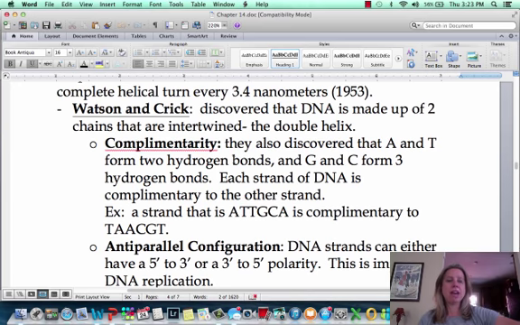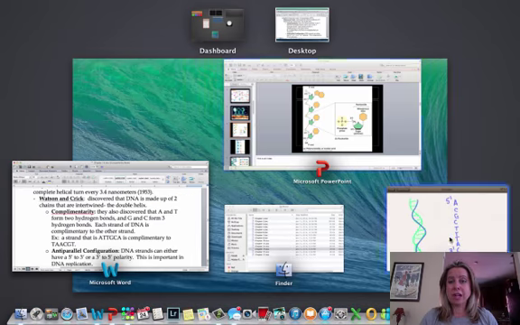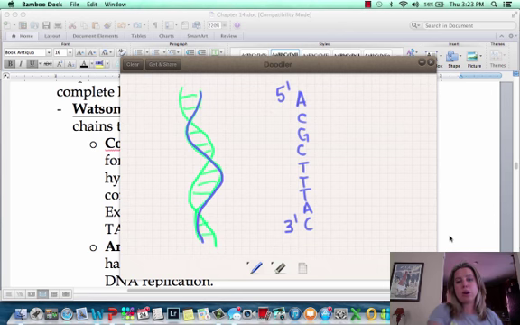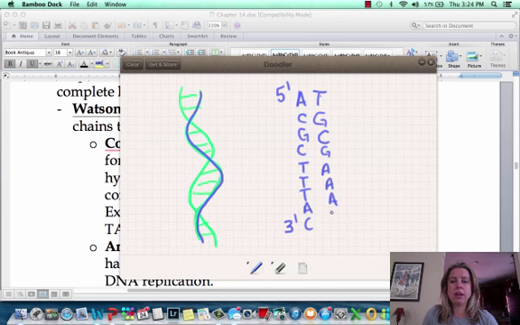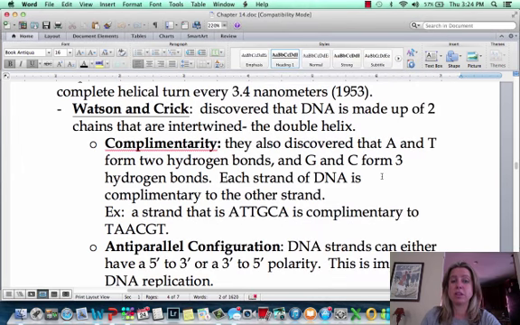And what I mean by that is they figured out that A always goes with T and G always goes with C. So if we're looking at this strand that I drew here, everywhere there's an A, there's going to be a T across from it, T. And everywhere there's a C, there's going to be a G. Everywhere there's a G, there's going to be a C, G, A, T, right? So this is our strand, a double strand of DNA. So you can see how those go together. That's complementarity. So A is always going to go with T, G is always going to go with C.